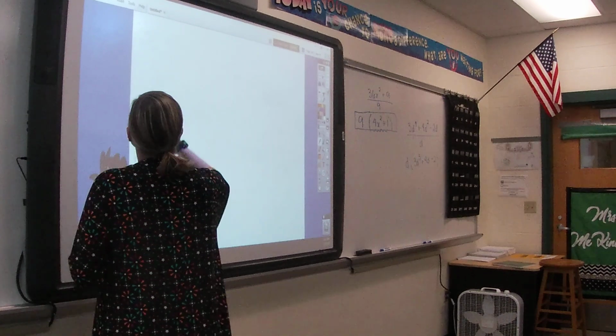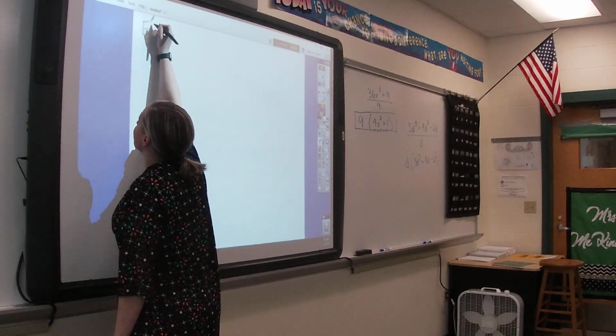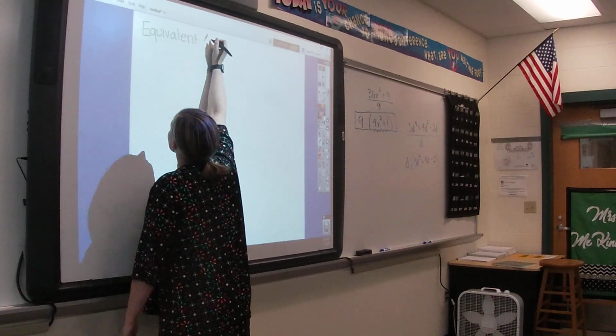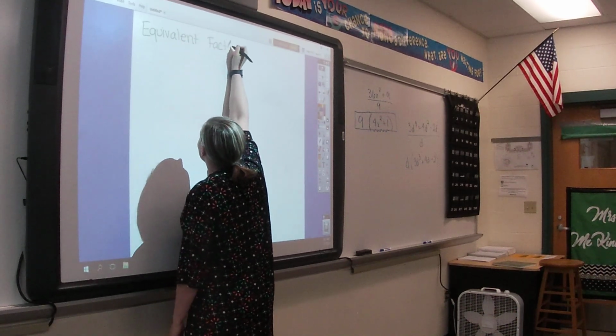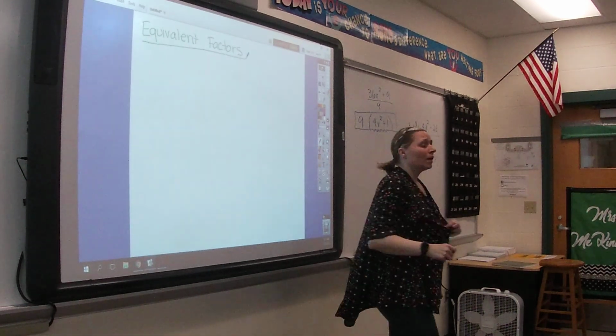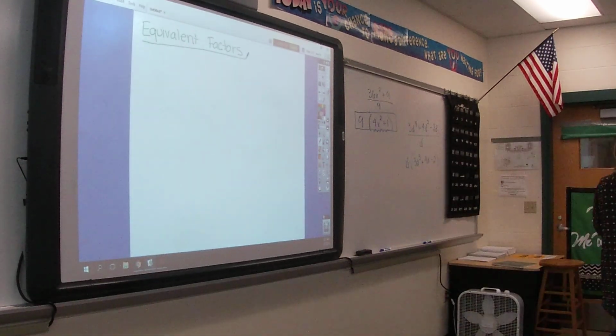So today we are still going to be looking at factoring. But today we're going to look at equivalent factors. And the reason why I say my students don't really love this is because it's just kind of tricky. There are some pieces of it that are pretty straightforward, but there are some pieces of it that are really tricky as well.